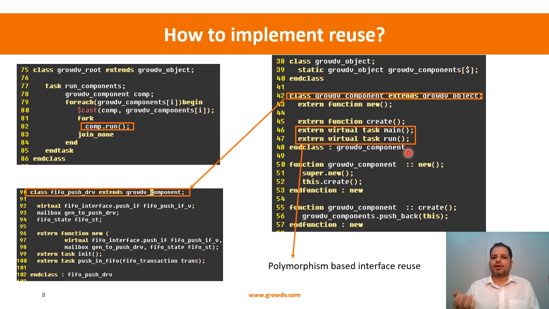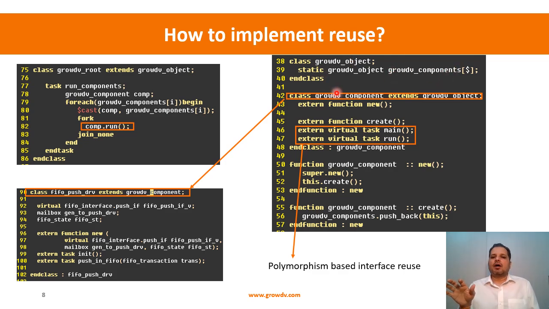Now how do we do it? Let's look at it. We are creating one base class called GrowDV object, and we have a static property in that. Static meaning that no matter how many instances of this particular object get created, this particular property will remain common. So we have a GrowDV object queue, right? And then we are naming the queue GrowDV components. Okay, this is what we have done.